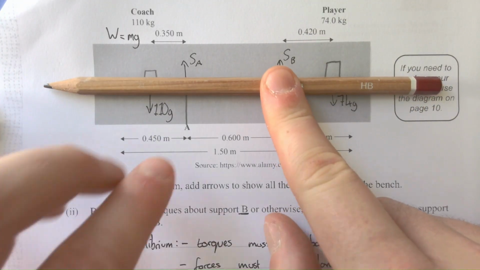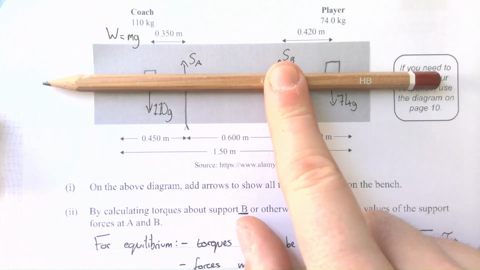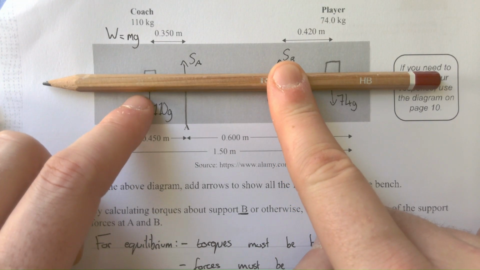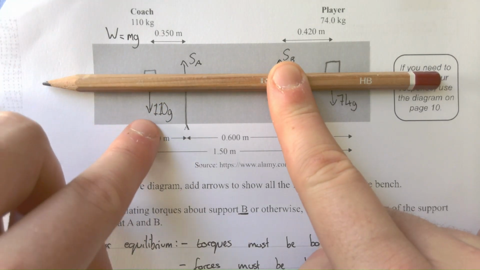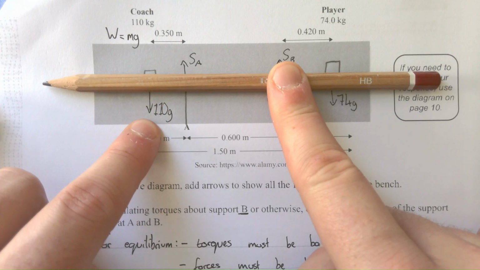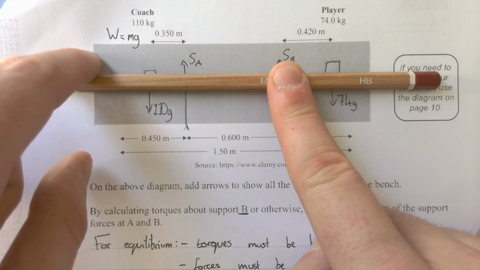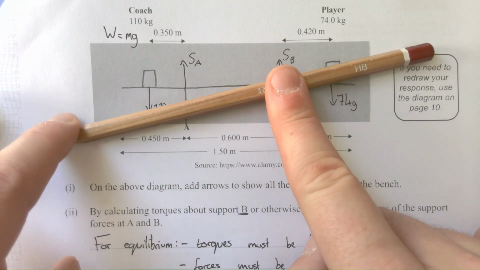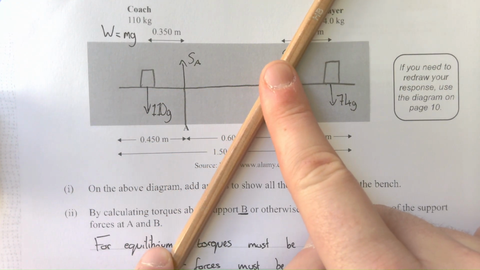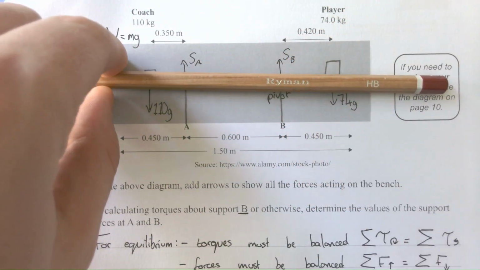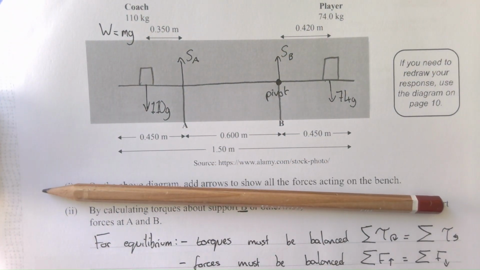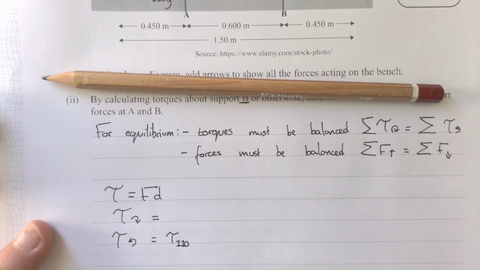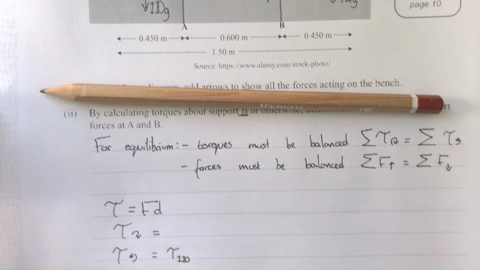Put your finger down wherever your pivot point is. Mine's here. Now, to work out which forces are going to turn the bench clockwise and anti-clockwise, let's say I'm looking at this 110 G, the weight of the coach. I'm just going to pull the pencil down in that direction of the arrow while holding the pivot point steady. And so I know that clocks don't go this way. This is an anti-clockwise torque. So immediately, my torque of the coach, or the 110 G, is anti-clockwise.